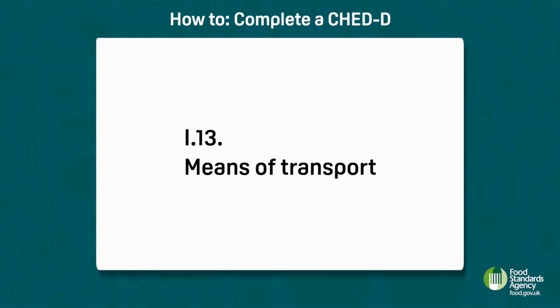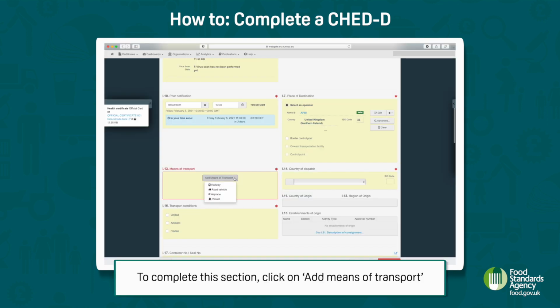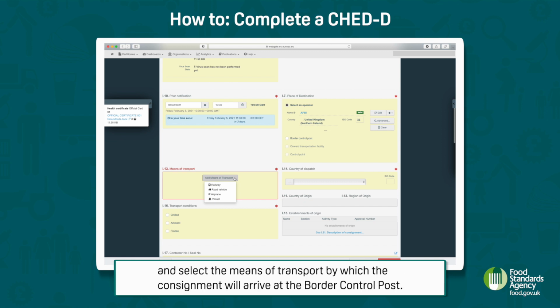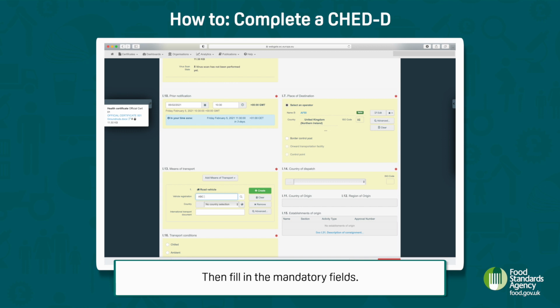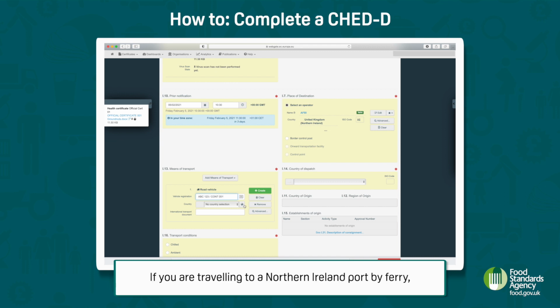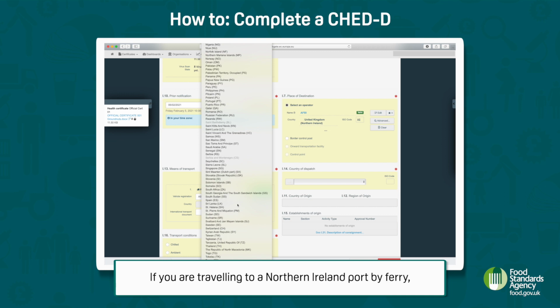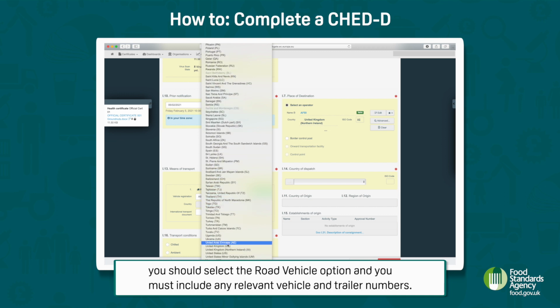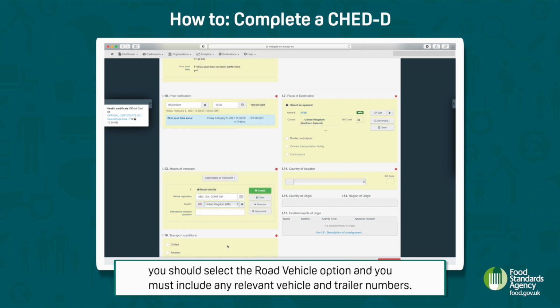I-13. Means of transport. To complete this section, click on Add Means of Transport and select the means of transport by which the consignment will arrive at the border control post. Then fill in the mandatory fields. Select the type of transport from the list: rail, road vehicle, airplane or ship. If you are travelling to a Northern Ireland port by ferry, you should select the road vehicle option and you must include any relevant vehicle and trailer numbers.